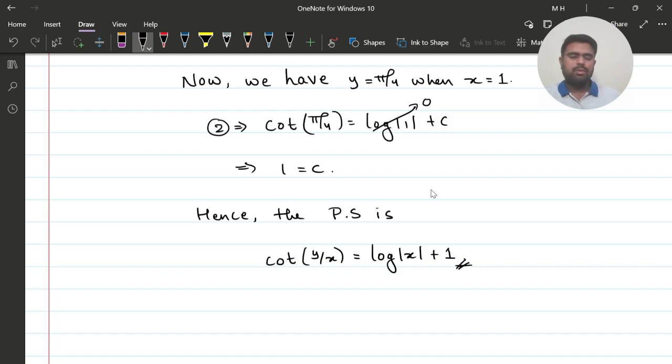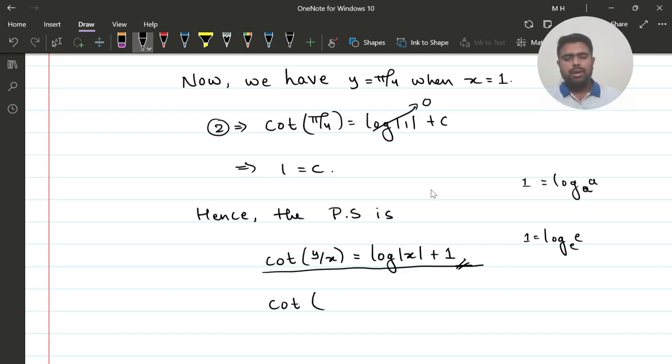The textbook has written down 1 as log e. Log e to the base e is always 1. I mean log a to the base a is always 1. Remember this property. They have expressed it this way, and then they have written it down as cot of, see, this much is sufficient. You can do it only until here, fine. This is optional, if you want to simplify, otherwise you leave it, not at all a problem.